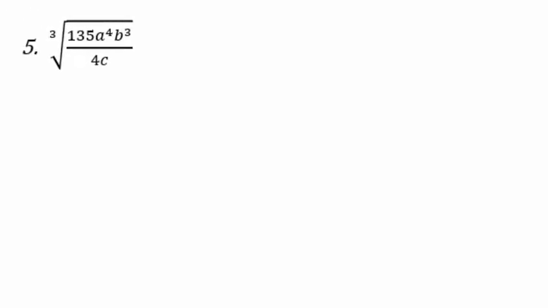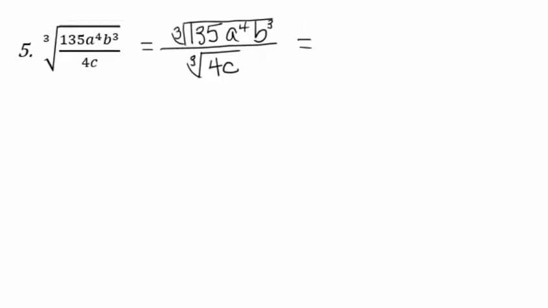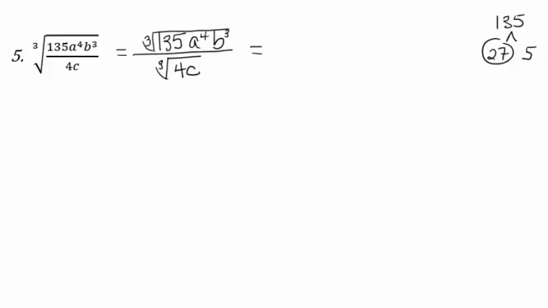And in this next example, we want to simplify this expression as much as possible. So we'll split up the numerator and denominator, taking the cube root of each. If you want to go ahead and simplify the numerator, I want to find a perfect cube factor of 135, which is 27, and the cube root of 27 is 3.